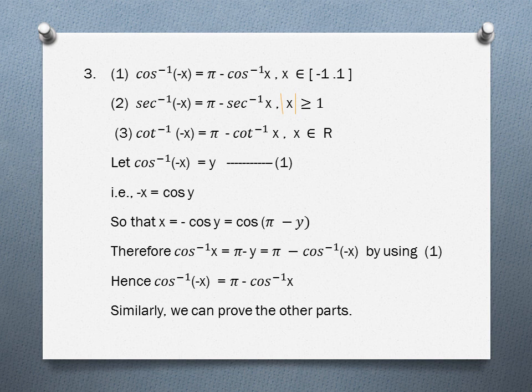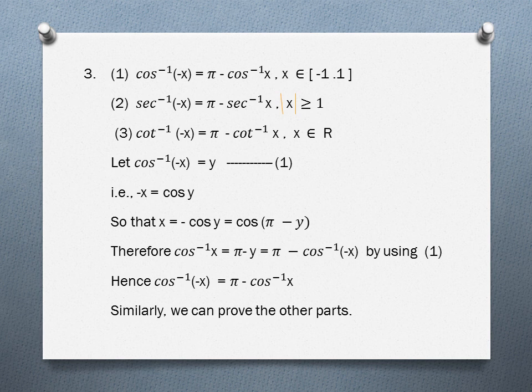Third property is cos inverse of minus x is equal to pi minus cos inverse of x, where x belongs to minus 1 to plus 1. Second one, secant inverse of minus x is equal to pi minus secant inverse of x, where modulus of x is greater than or equal to 1. Third one, cot inverse of minus x is equal to pi minus cot inverse of x, where x belongs to real numbers.